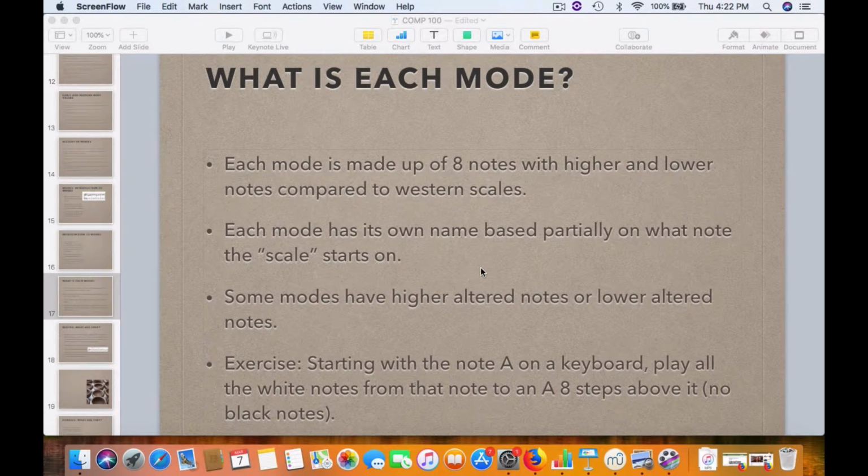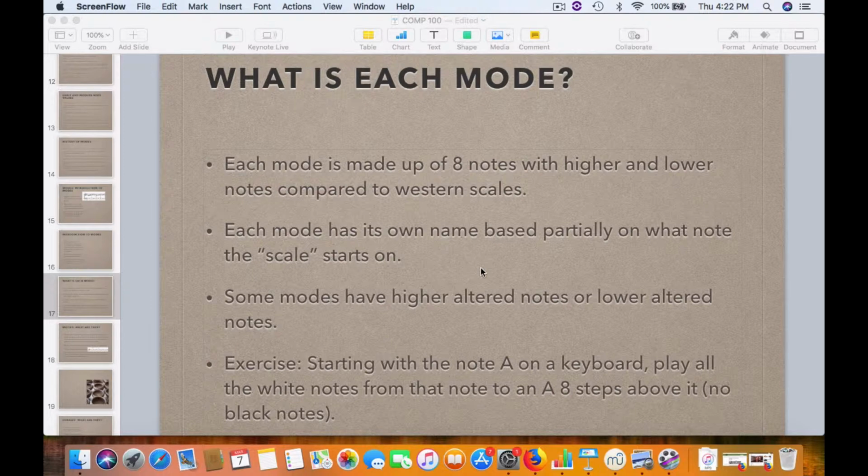In this video, we're going to talk about what each mode is comprised of. In the last lecture, we talked about the introduction to modes and what they are as a whole, but now we're going to start to break them down on the next couple of lessons. So what is each mode?